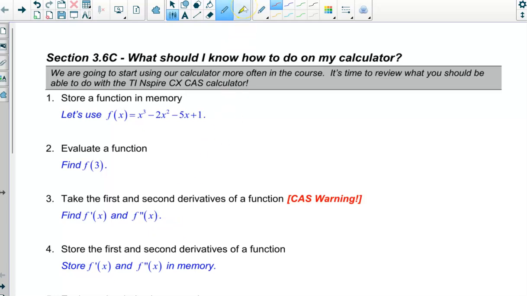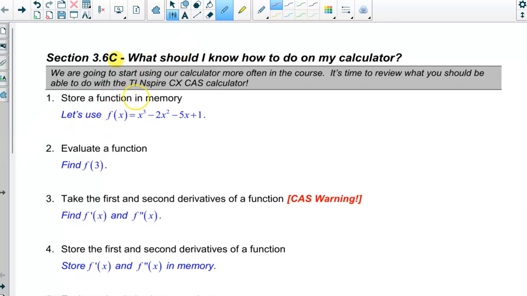Vass here, and we have a special lesson for you called Section 3.6C, and the C stands for calculator. I'm going to walk you through the things you should know how to do on your calculator. I've been warning you that this time was coming. There are things you need to know how to do on your calculator, and today's the day where we look at those and make sure you know how to do them.